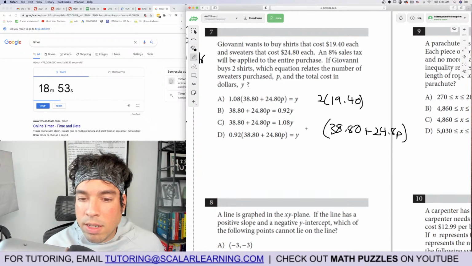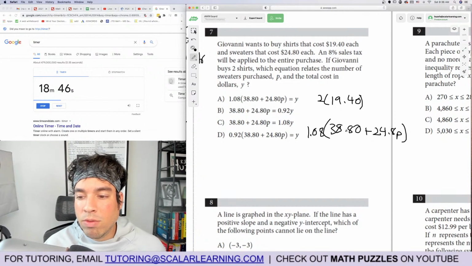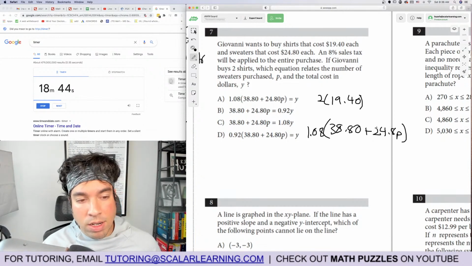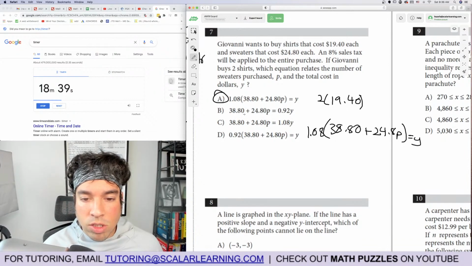And then to get the tax on top of this, since it's 8%, you have to multiply it by 1.08, because that will give you whatever this is plus the 8%. So it's 1.08 times all this equals y. I believe it's A. Let me just double check.